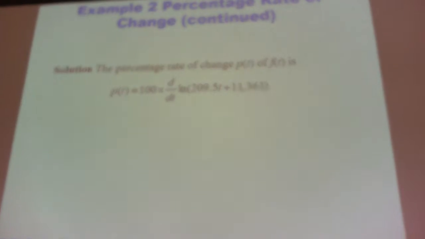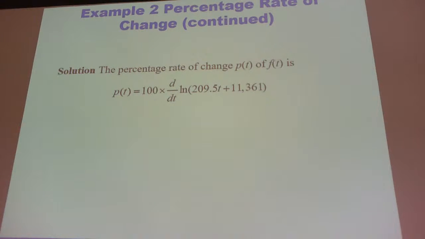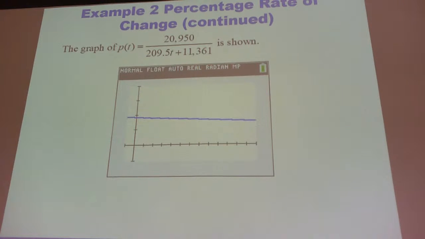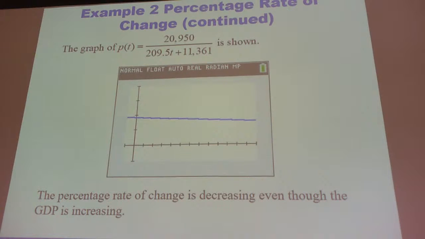So remember we said the percentage rate of change is you take 100 times the derivative of ln of your function, 209.5t plus 11,361. You work that out and you get 2,950 over the original function, 209.5t plus 11,361. We graph it, and the percentage rate of change is decreasing even though the GDP is increasing. So even though you're making more money, the rate at which you're making money is going down.